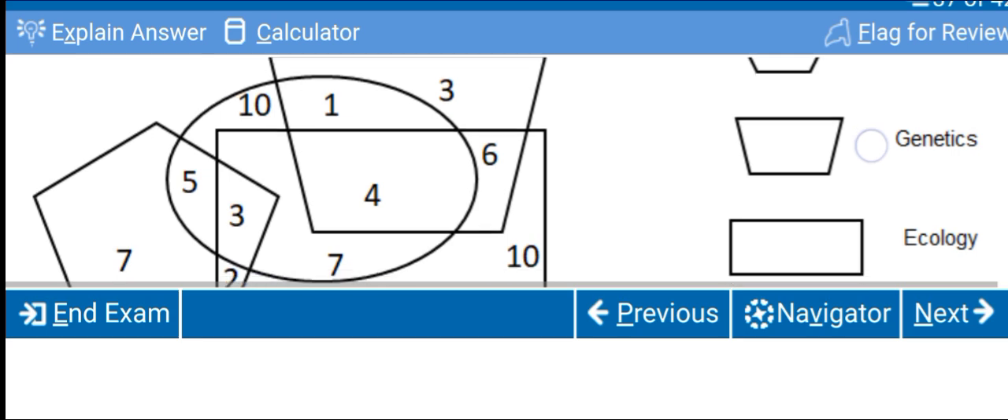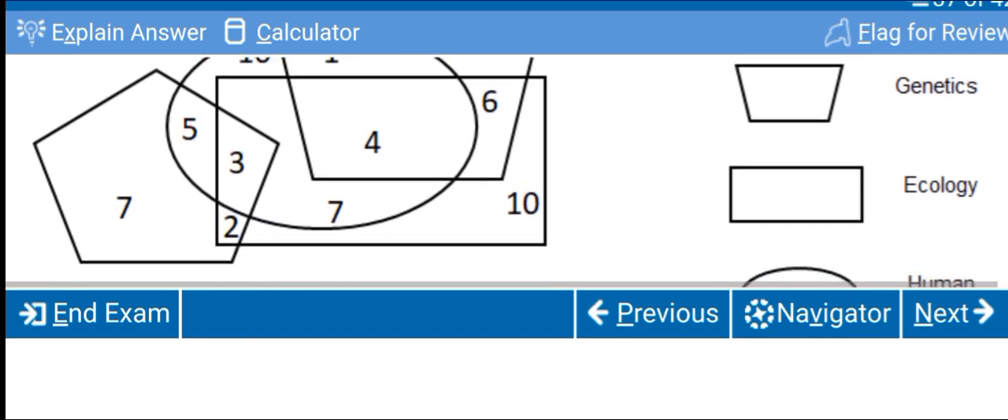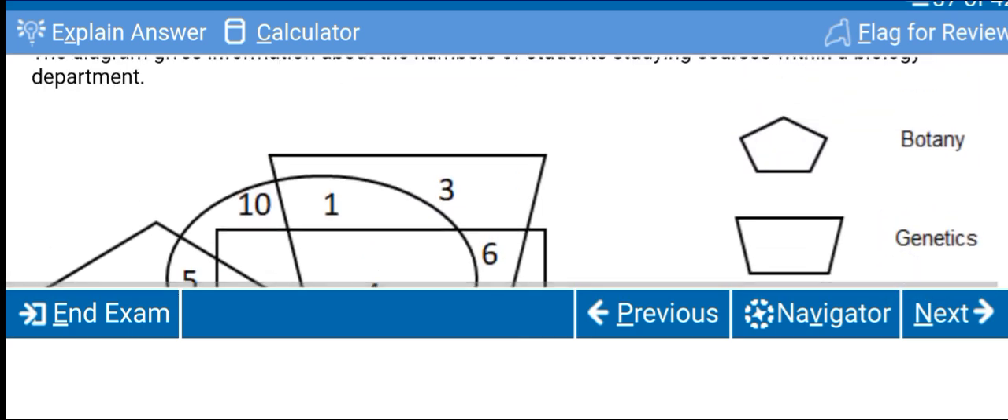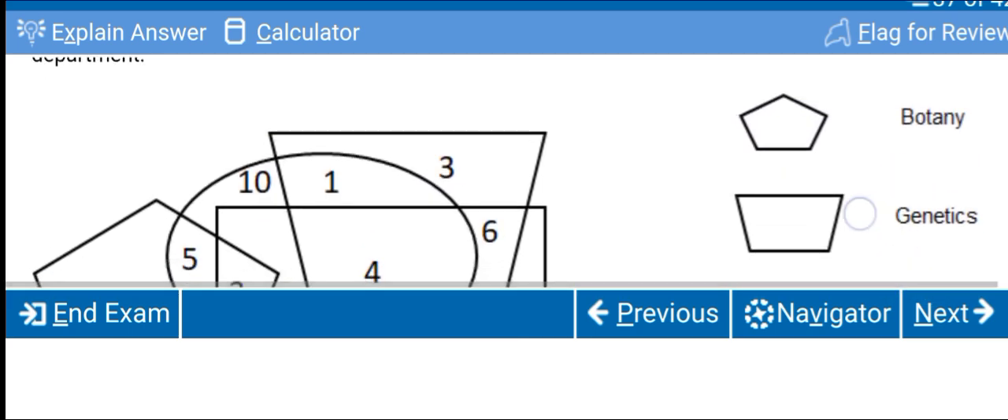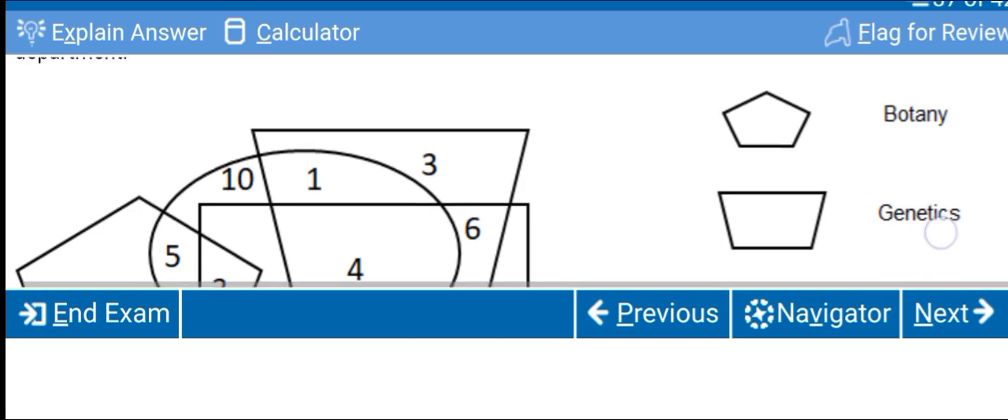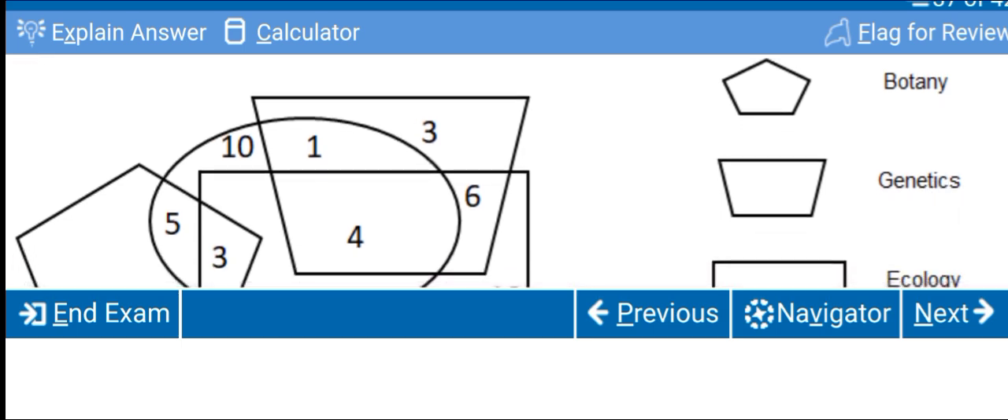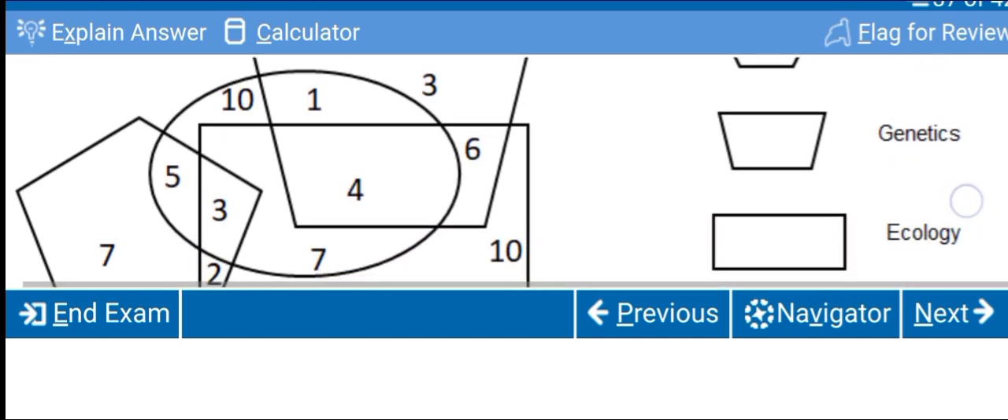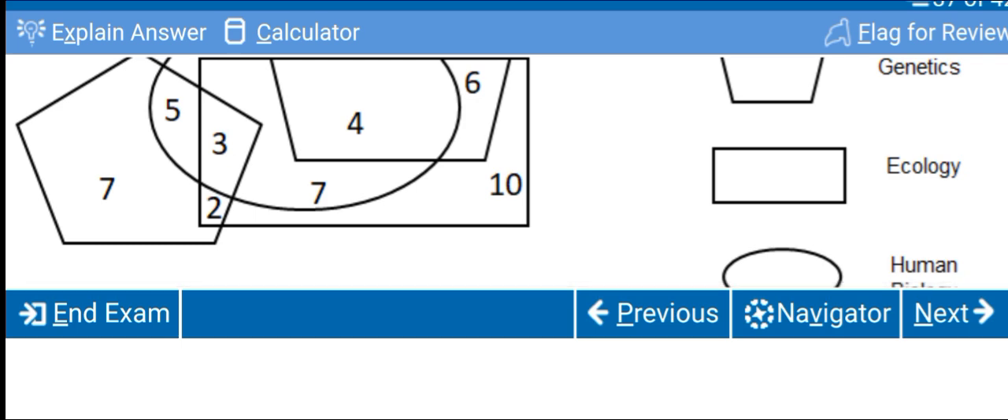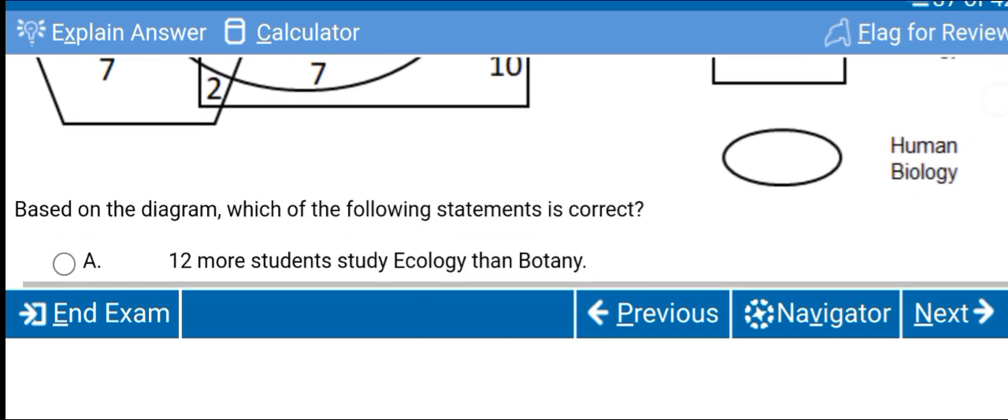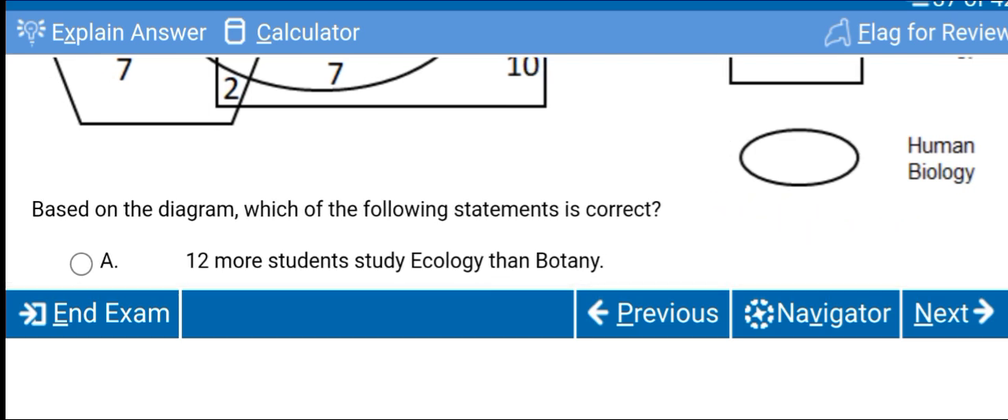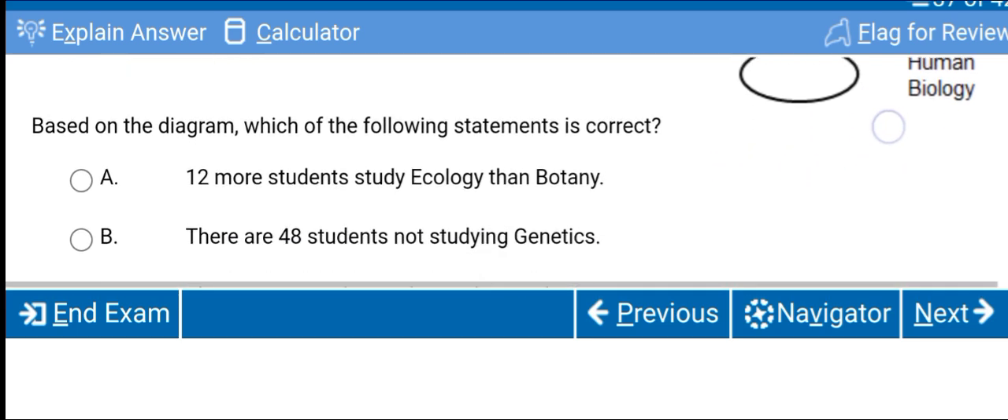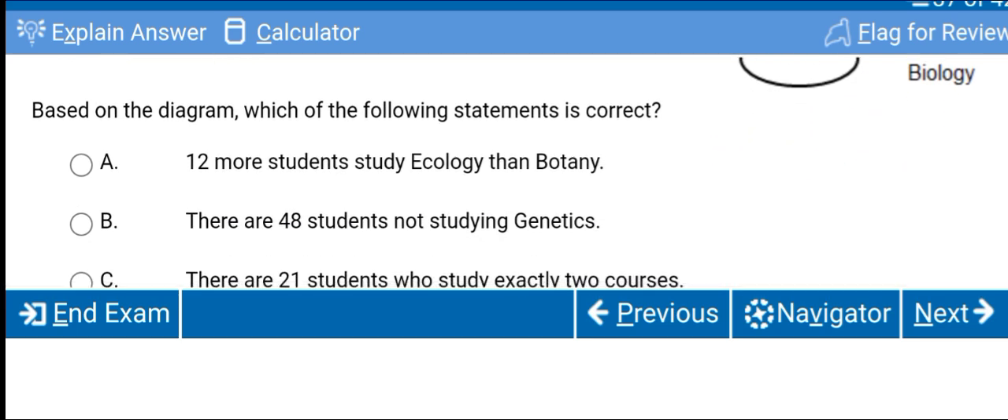So here we have this Venn diagram given. The numbers are within this diagram. First shape of this diagram represents botany. Second represents genetics. Third, ecology. And fourth, we have human biology. So based on the diagram, which of the following statements is correct?